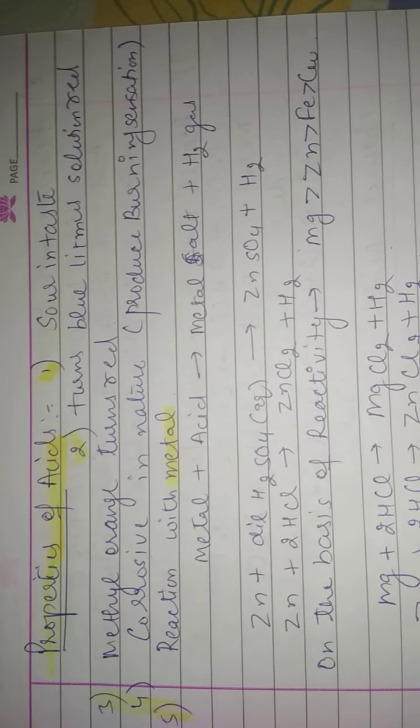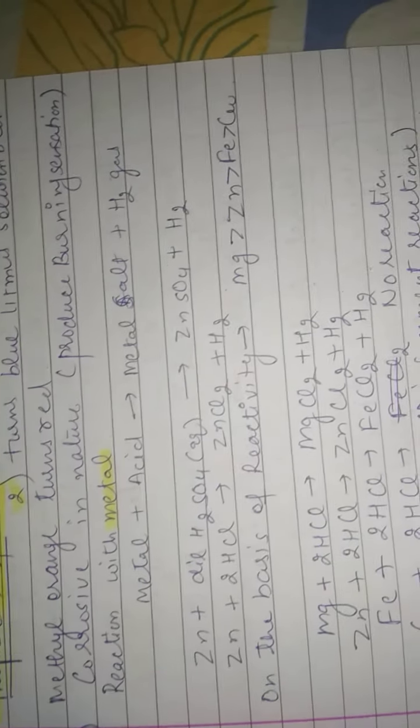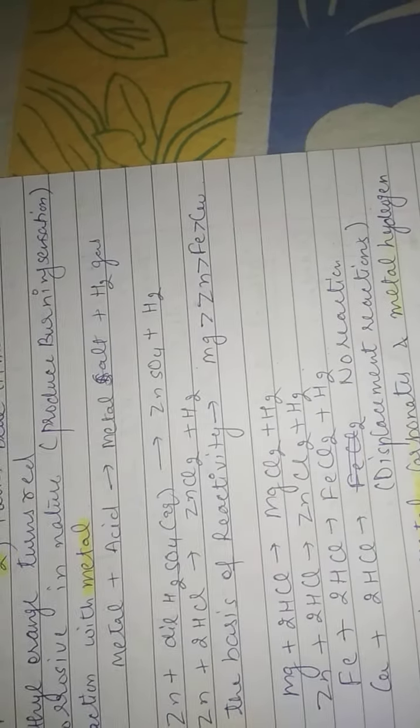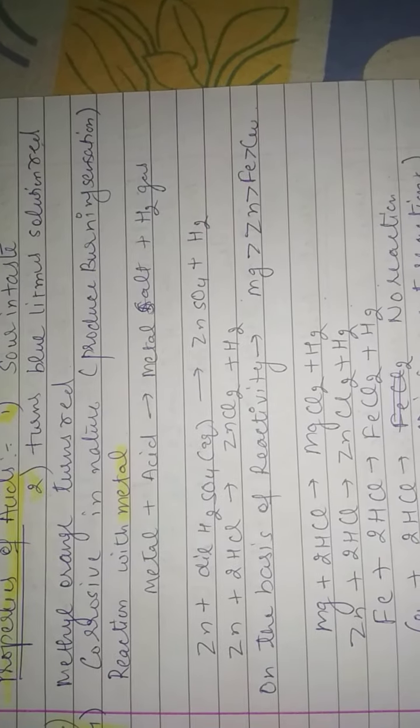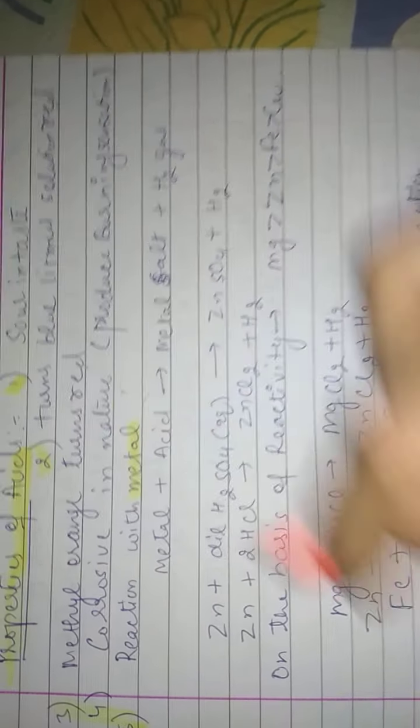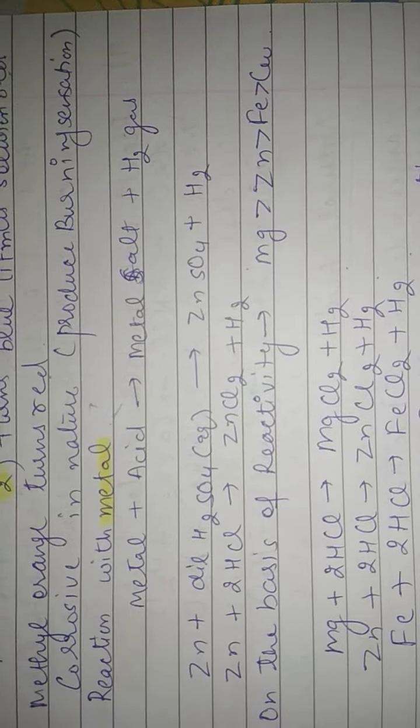I already told you acids are sour in taste, and they turn blue litmus solution into red, and methyl orange turns red. They are corrosive in nature. These are the physical properties of the acid. It produces a burning sensation.